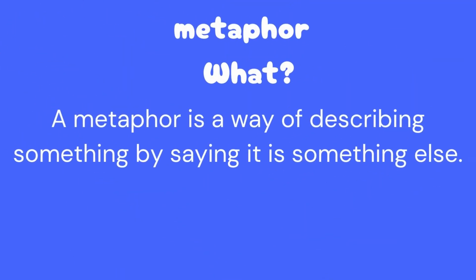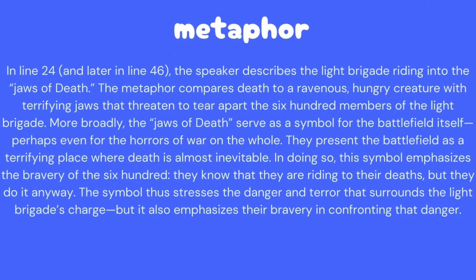A metaphor is a way of describing something by saying it is something else. The poet describes the Light Brigade riding into the jaws of death. The metaphor compares death to a ravenous, hungry creature with terrifying jaws that threaten to tear apart the 600 members of the Light Brigade. The metaphor of death thus stresses the danger and terror that surrounds the Light Brigade's charge, but it also emphasizes their bravery in confronting that danger.